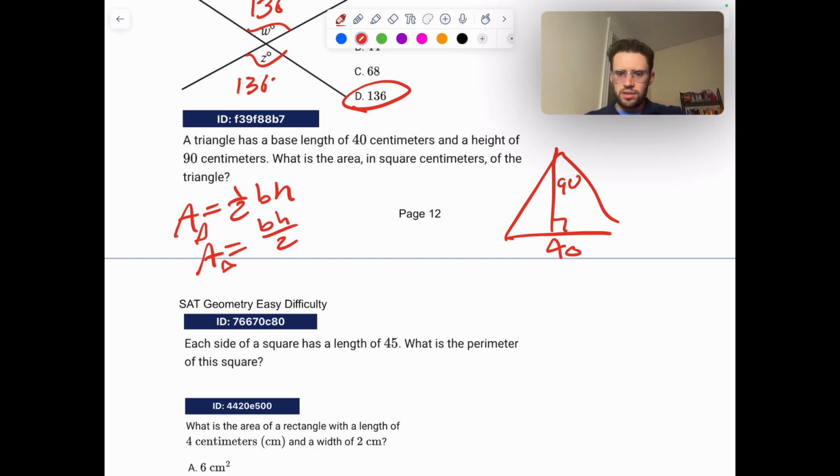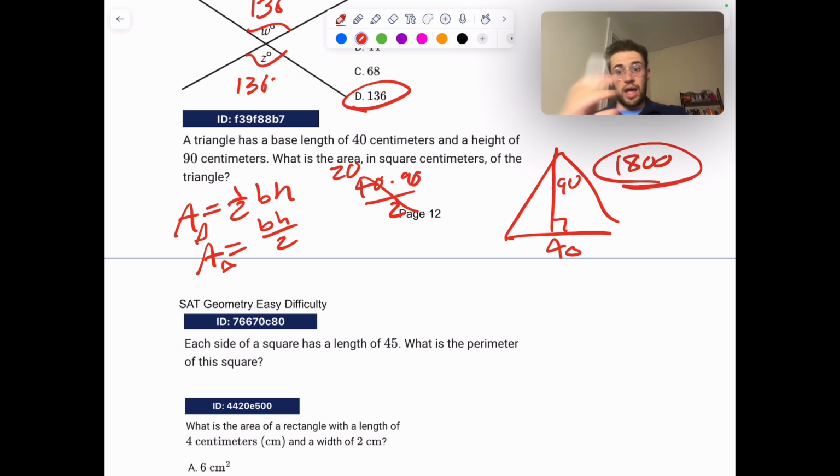In this case, 40 times 90 over 2. I think the easier way to do that is to half the 40 to make it 20. So 20 times 90, because 2 times 9 is 18. And then just make sure you have the right number of zeros. So 2 times 90 is 180, and then you have to multiply that by 10. So it's going to be 1800. And you can also type that in your calculator. You could type it as 40 times 90 divided by 2, or 20 times 90, or 45 times 40. Either way, they'll give you 1800. It should be square centimeters, correct?